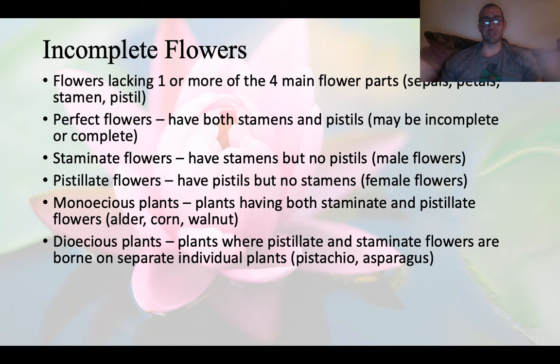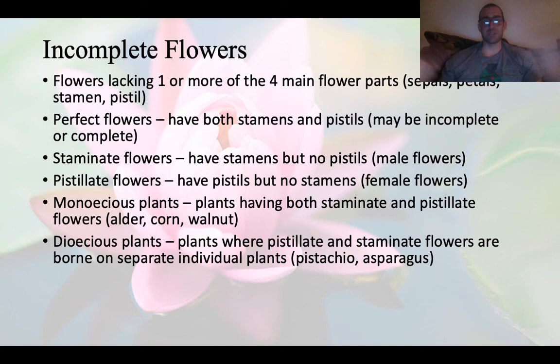If we don't have perfect flowers, we can have what are referred to as staminate flowers, where they just have stamens but no pistils. You can think of them as the male flowers. Or we can have female flowers, which are pistillate flowers. They have pistils but no stamens. Now, if we have those types of flowers in a plant, we can have monoecious plants, which have both staminate and pistillate flowers in one individual plant. Examples are alder, corn, walnut trees.